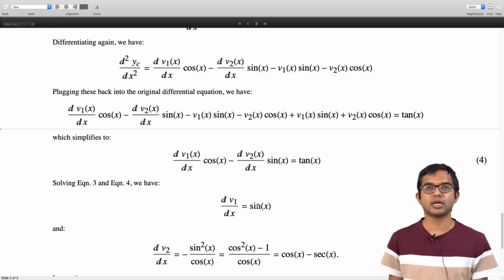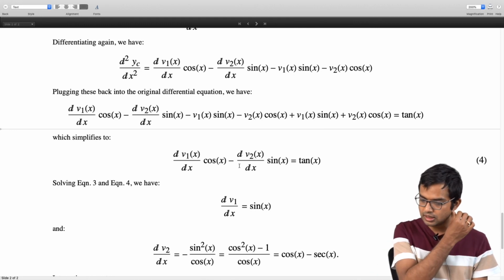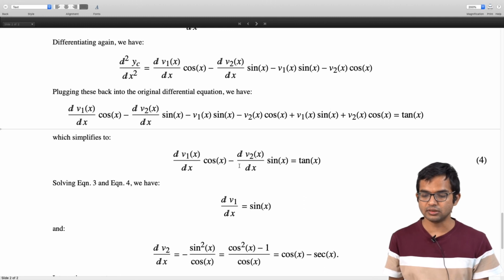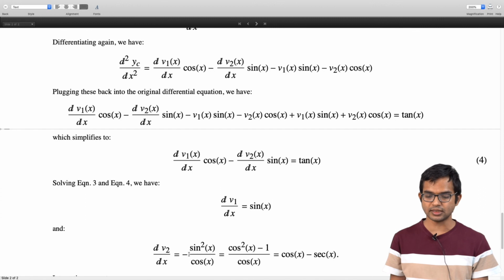dv1 by dx is equal to sine of x, and dv2 by dx is minus sine squared of x divided by cos x. You can verify that indeed, if you plug this back in here, this times sine x times cosine x, plus sine squared x by cos x, will just add up to tan x. You just have to make use of the fact that cosine squared plus sine squared gives you 1, so sine x by cos x is equal to tan x. So it works out all right, the signs are all correct.